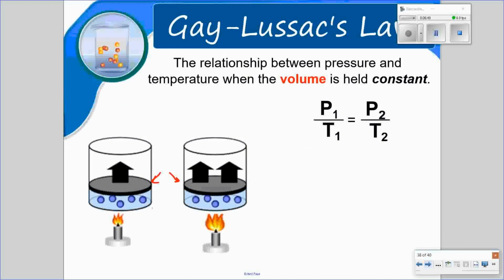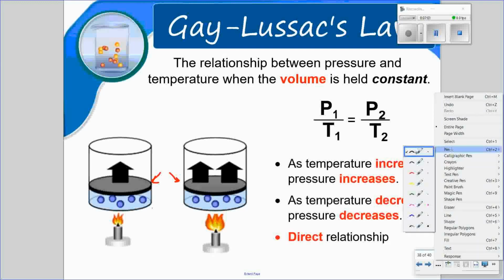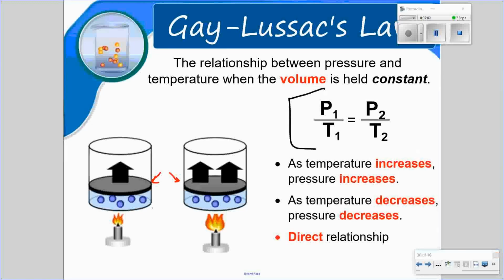The final law that we're going to talk about is Gay-Lussac's law, and his law discusses the relationship between pressure and temperature when your volume is held constant. So his equation is P1 over T1 equals P2 over T2. So here you're talking about pressure and temperature. Your volume is constant, so we're not worried about it.